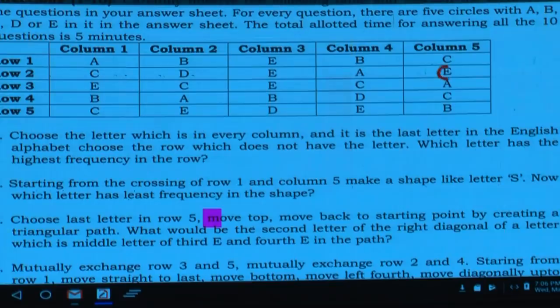As finally your answer is E, now we have to find out the letter which is coming to the fifth place in row 2. Now which two rows are interchanging here? Row 2 and row 4 are interchanging. So what happened at this place? C came in. And C is the answer.